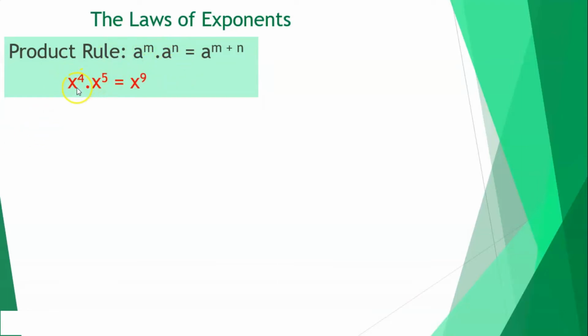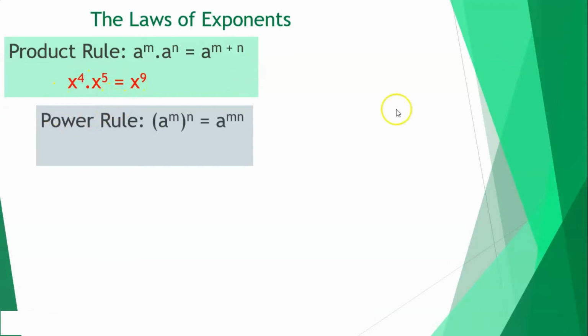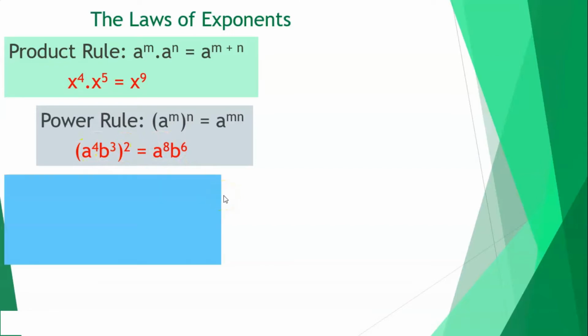So just like x to the 4 times x to the 5, it's the same as x to the power of 9. Copy x, and 4 plus 5 is 9. Another is the power rule. If you have an exponential term raised to an exponent, simply multiply the exponents. So just like this one, 4 times 2 is 8, and 3 times 2 is 6.